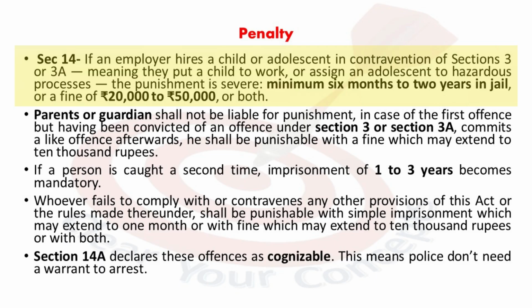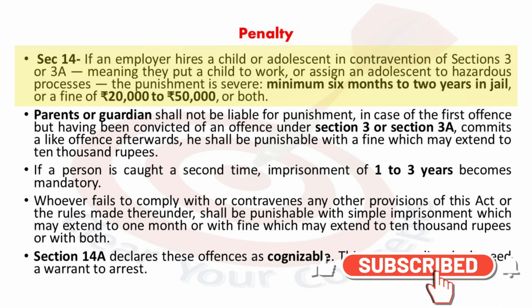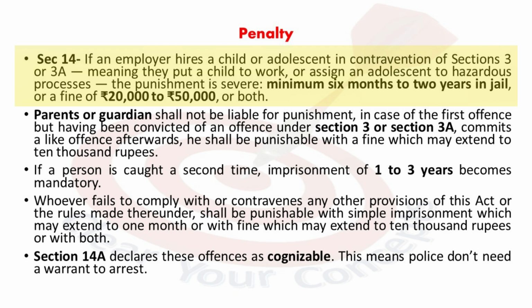Let's begin with Section 14, penalties. If an employer hires a child or adolescent in contravention of Sections 3 or 3A, meaning they put a child to work, or assign an adolescent to hazardous processes, the punishment is severe: minimum 6 months to 2 years in jail, or a fine of 20,000 rupees to 50,000 rupees, or both. For example, if a factory employs a 13-year-old to stitch footballs or asks a 16-year-old to work in a fireworks unit, both are illegal.